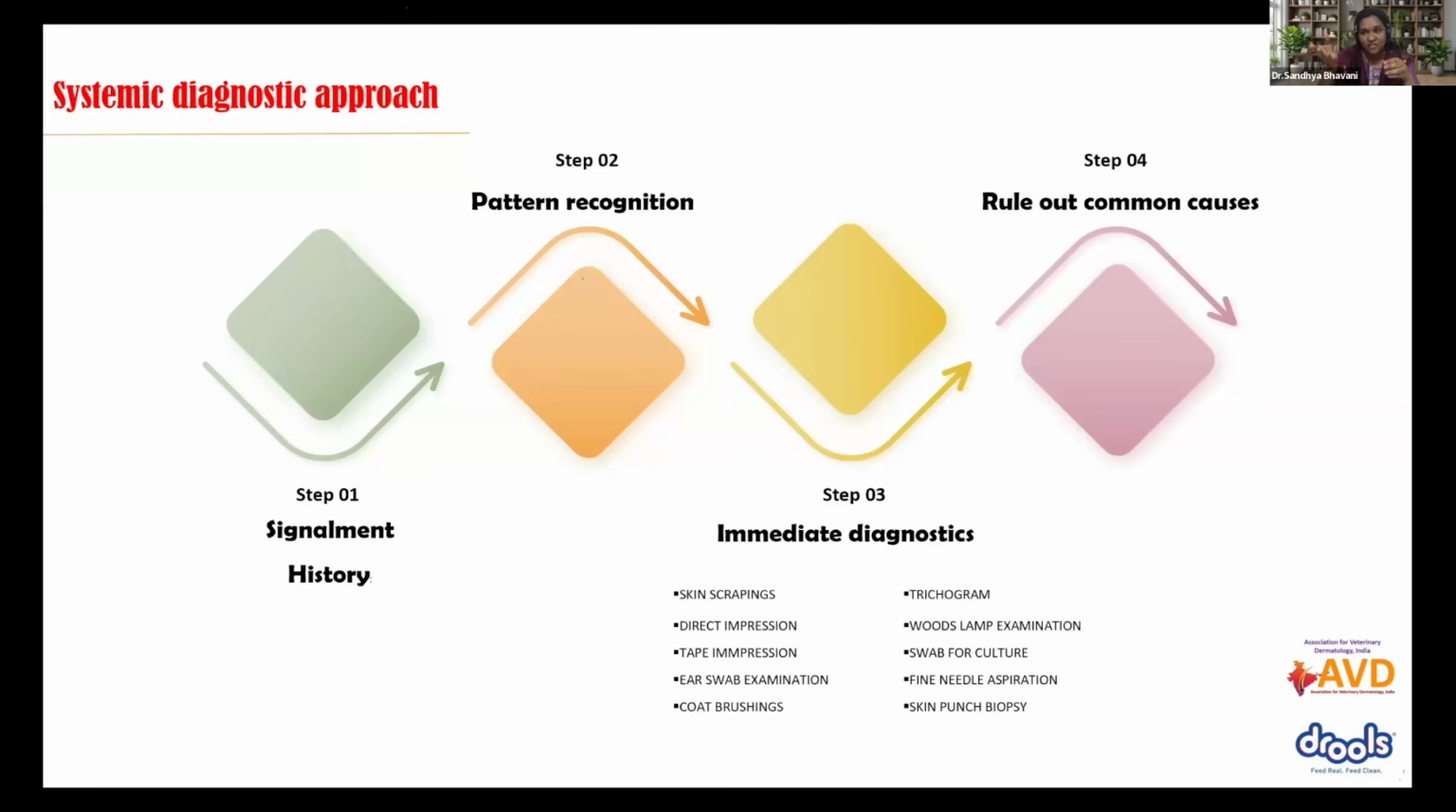When you give some medication, you see the response, and then you rule out the disease, whether the pruritus is because of flea allergy or not. Once you give flea treatment and the animal is okay, then it is flea allergy. If it is not okay, you go to the next step: you check for food allergy.